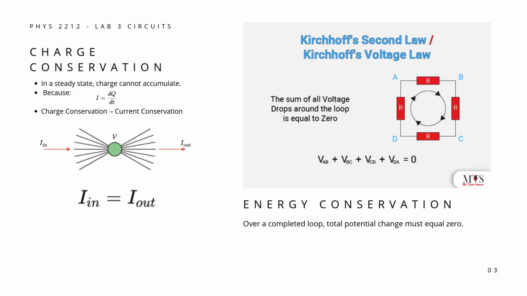So the first physics principle I want to discuss is charge conservation. In a steady state, we're assuming that charge cannot accumulate. Current, we also know, is equal to the change in charge over the change in time. This means in steady state, charge conservation is approximately current conservation. So the current that flows into a node should be equal to the current that flows out of a node.